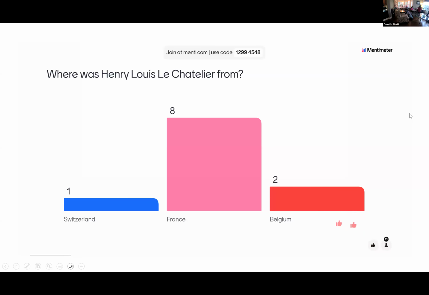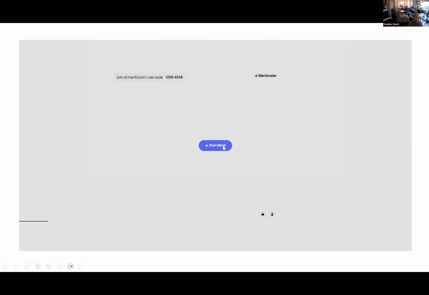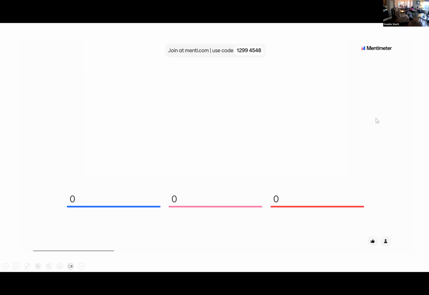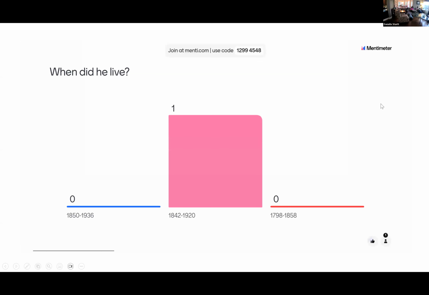Okay, so your answer, Paris, France. He's a good old French dude. Le Chatelier with all his les petits chats. Your next one. When did he live? So how long ago was this guy doing reversible reactions?